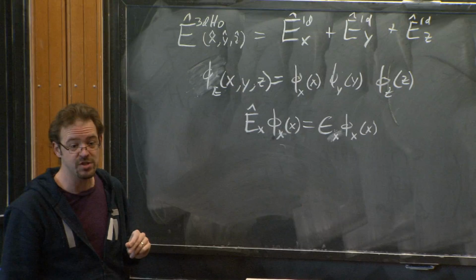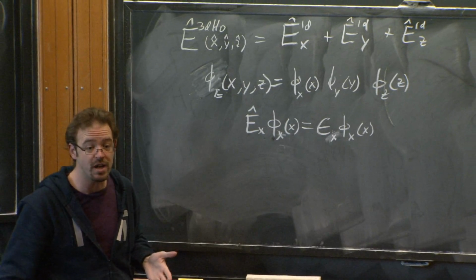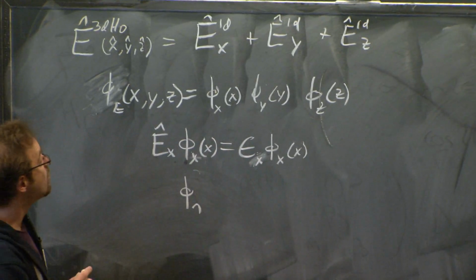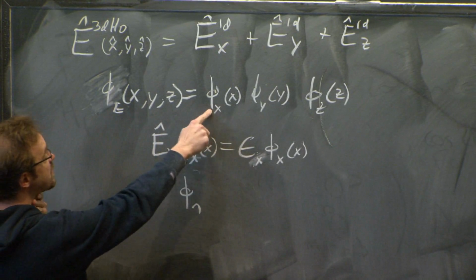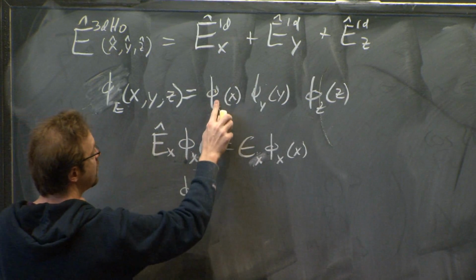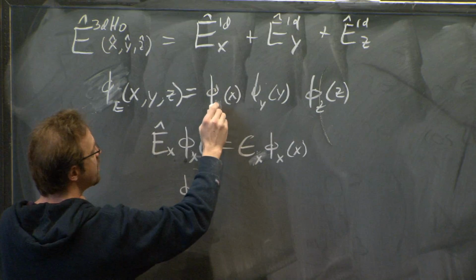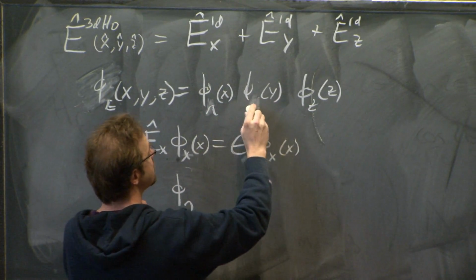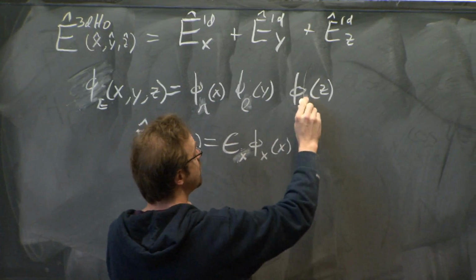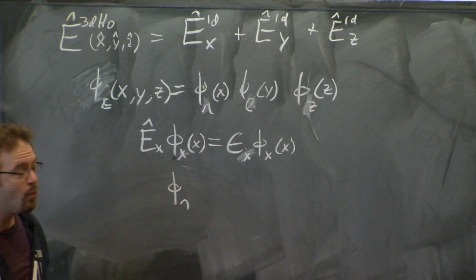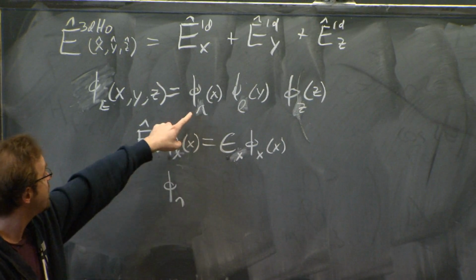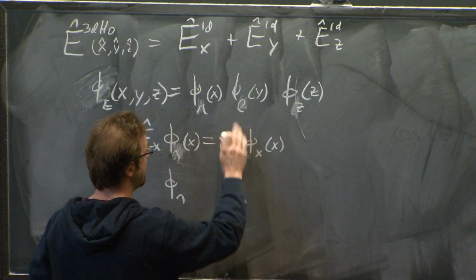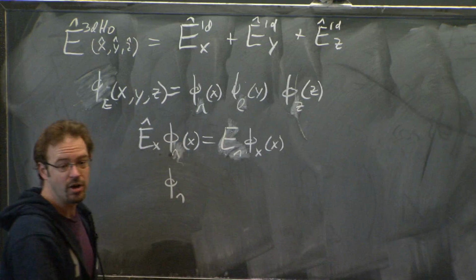But we know what the eigenfunctions of the 1D harmonic oscillator are. We gave them a name: we call them phi sub n. So if this is an eigenfunction of the 1D harmonic oscillator in the x direction, it's labeled by an n. If this one is in the y direction, it's labeled by an L. And if this one is in the z direction, it's labeled by an m. But on top of that, we know more. We know what these energy eigenvalues are. If this is phi n, the eigenvalue is En, which I can simply write as En for the 1D harmonic oscillator.